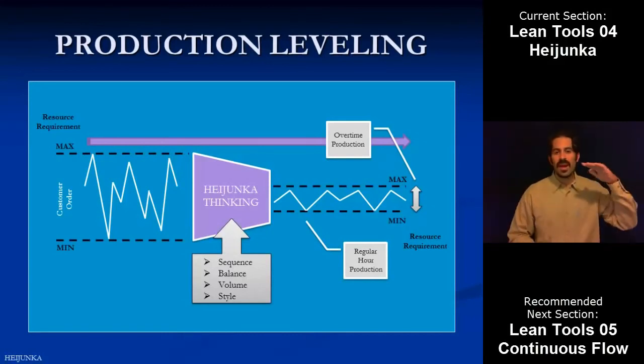We want to be able to balance our production so that we can shrink those instabilities, stabilize what our requirements are, and then design our processes so that we have the right amount of people to fulfill what the demands are. That's what Heyjunka lets us do.